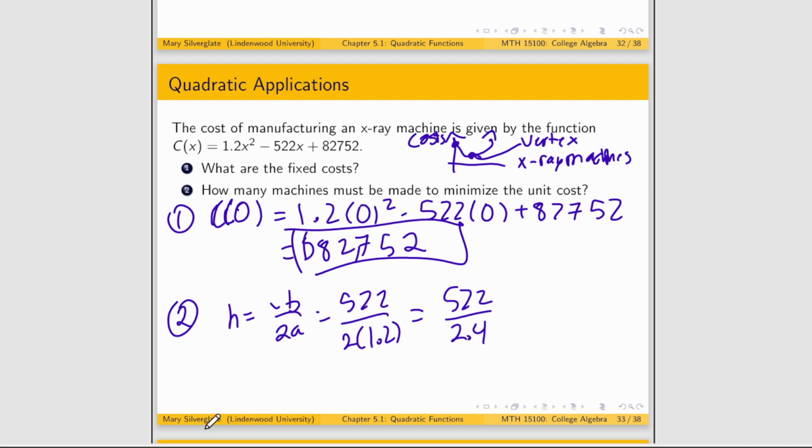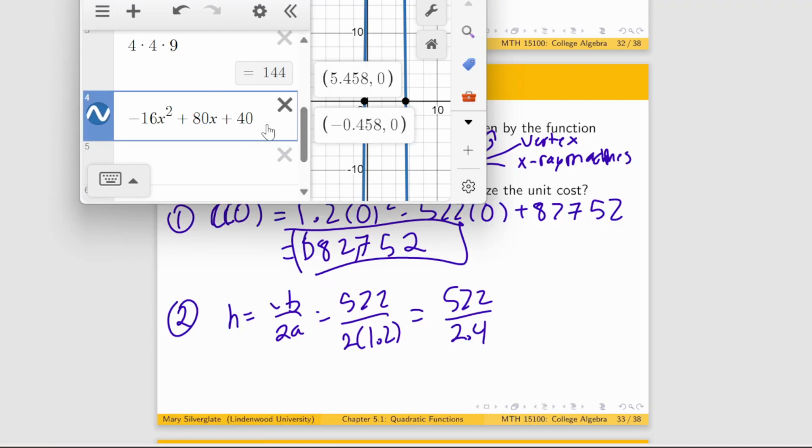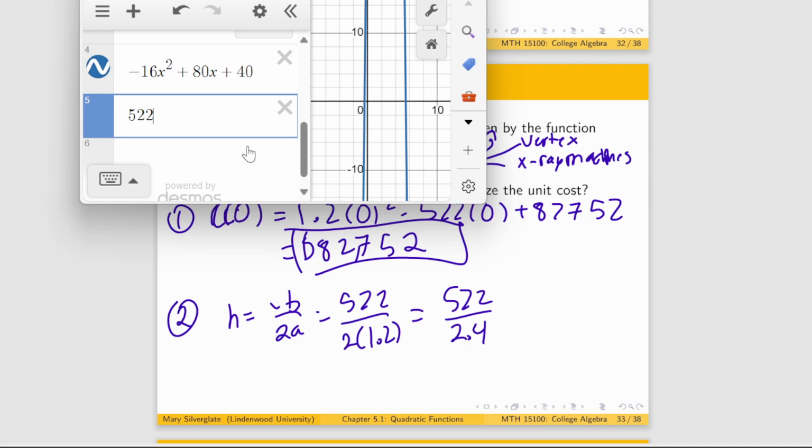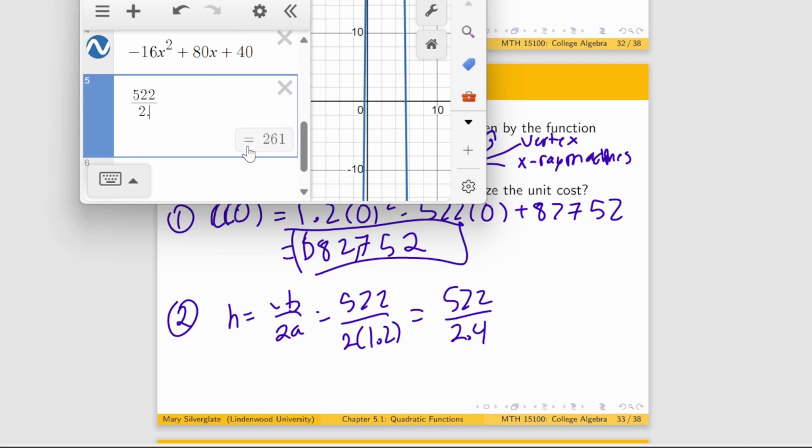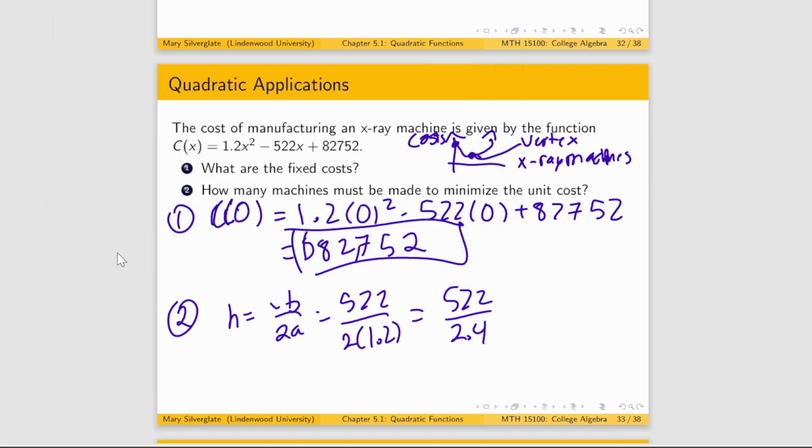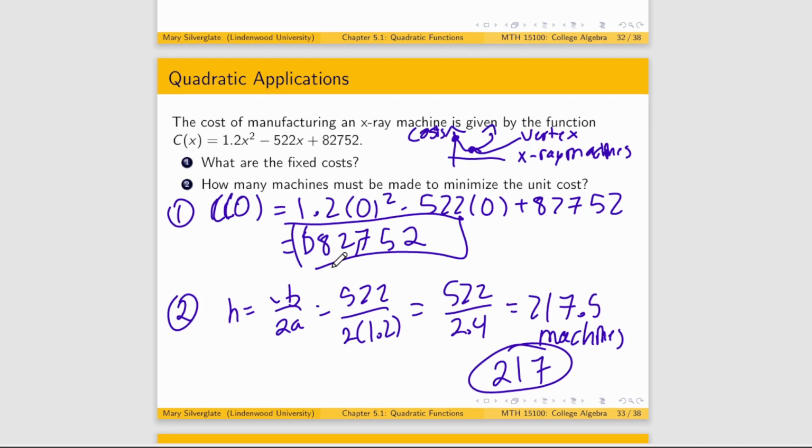And then from here, I would definitely break out a calculator. I could do that by hand, but I don't feel like it today. Divided by 2.4, so that would be after 217.5 machines. So you should really make 217 or 218. Technically, it rounds up to 218, but probably for a real-world problem like this, they might have you round down. Or hopefully it isn't that borderline anyway.